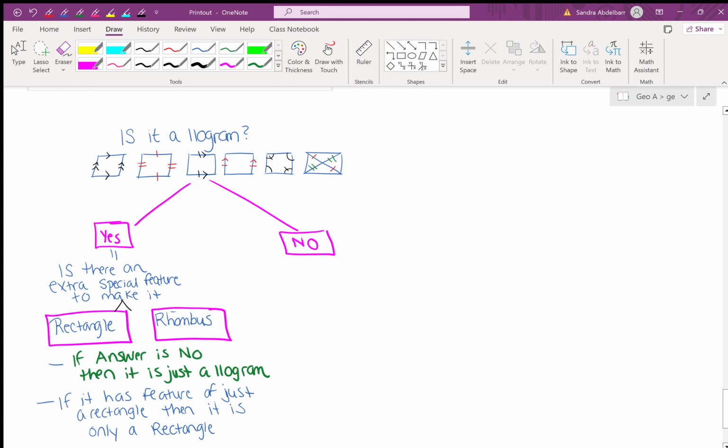So you first ask yourself, is it a parallelogram? That's always your first question. If it's a yes, then you go through these series of questions. Can it be a rectangle? Can it be a rhombus? If it's both, then it could be a square.